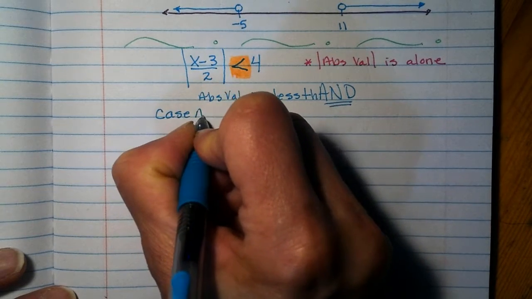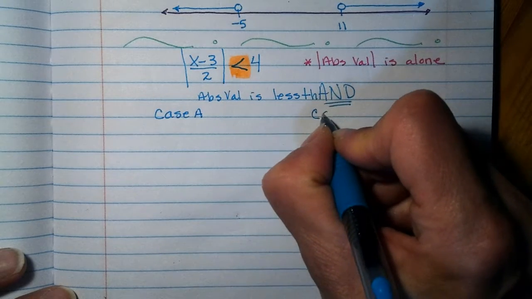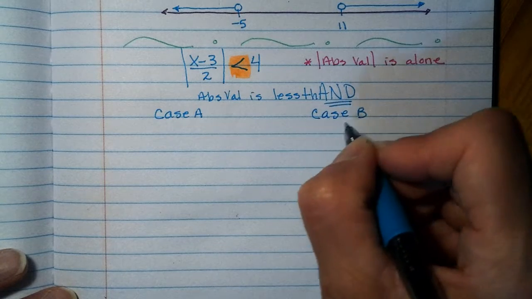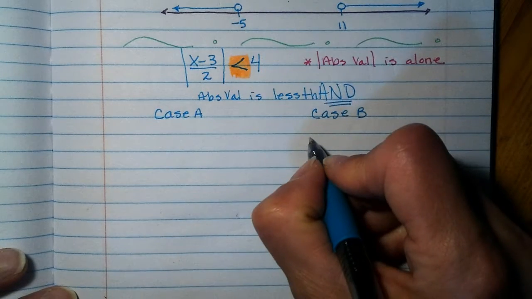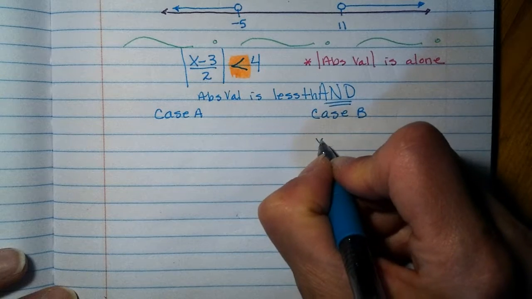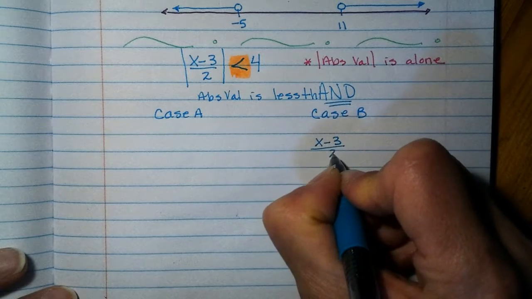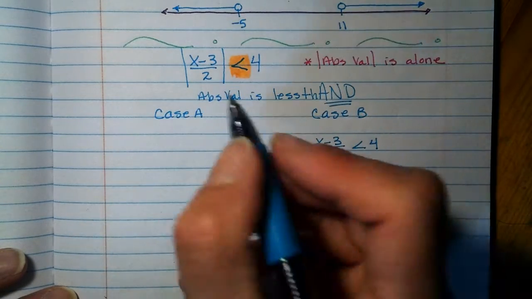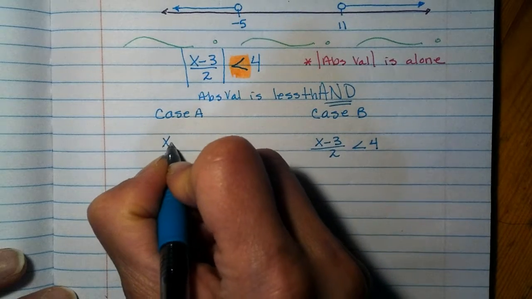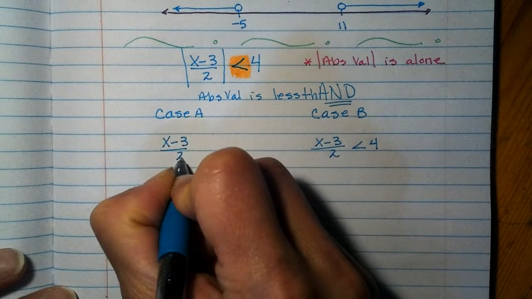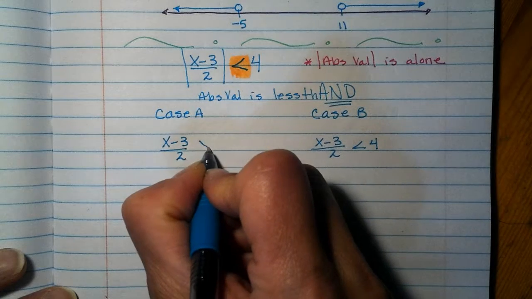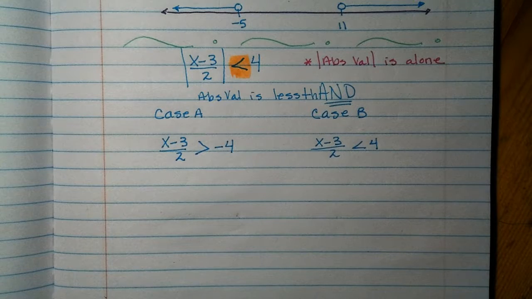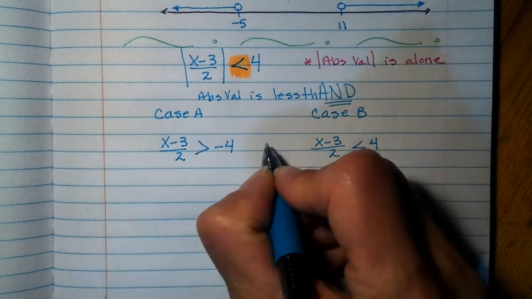So remember, my case A is always changing on me, and my case B. So my case B is going to be what I see. I'm going to take it out of the absolute value. So that's x minus 3 divided by 2 is less than 4. My case A is the one that switched, so that's going to be x minus 3 divided by 2. I'm changing my inequality because I'm changing my 4 to a negative 4. Okay, so this is an and.